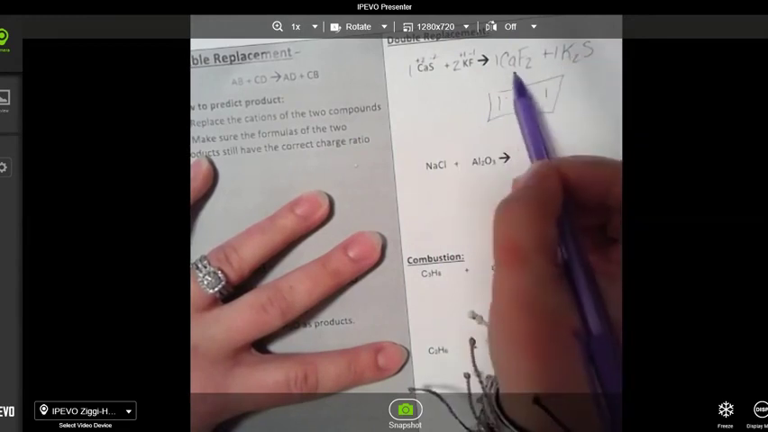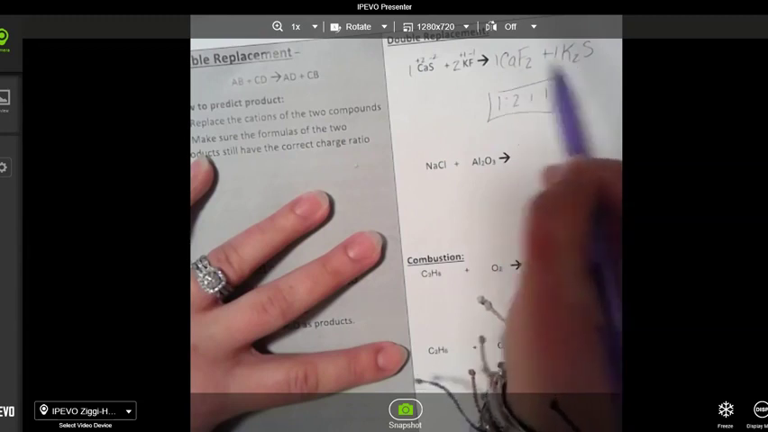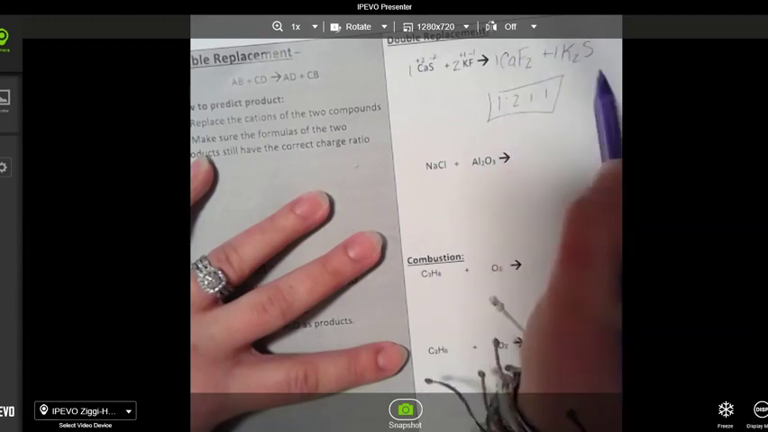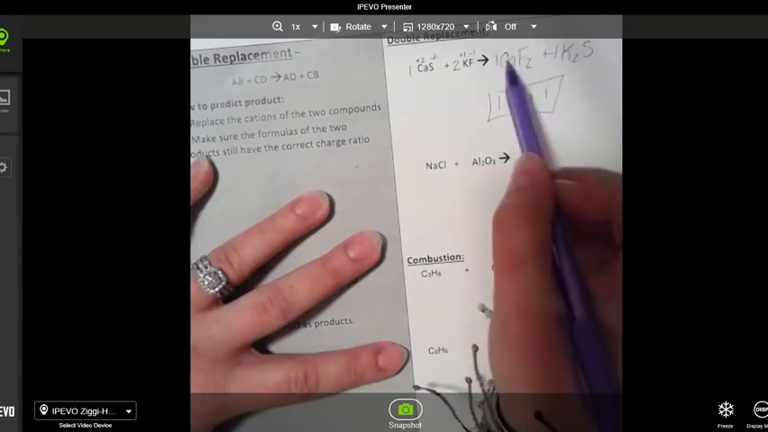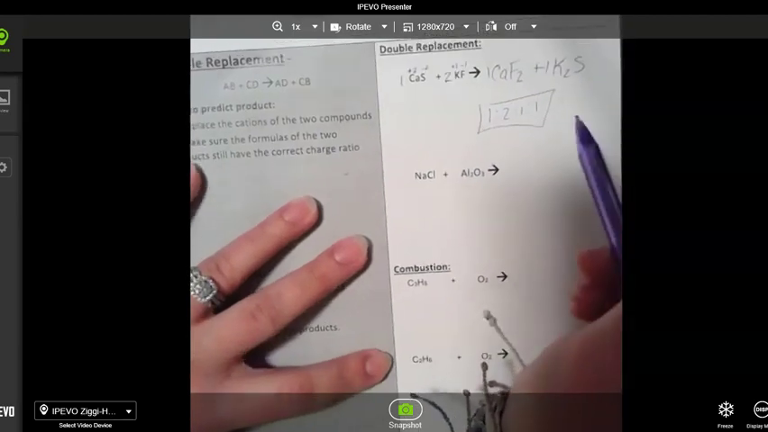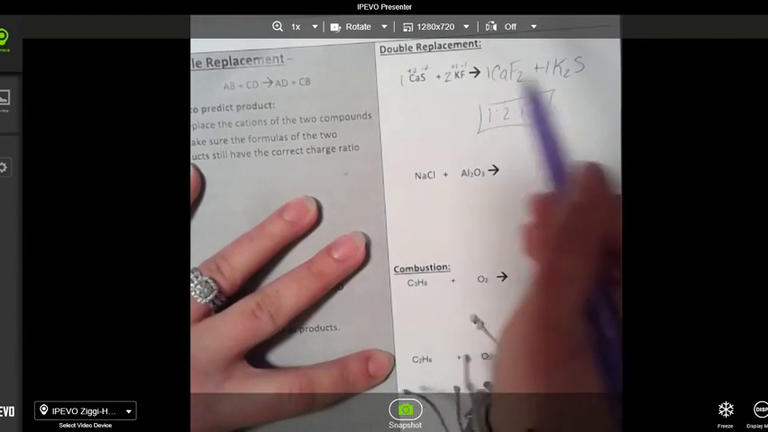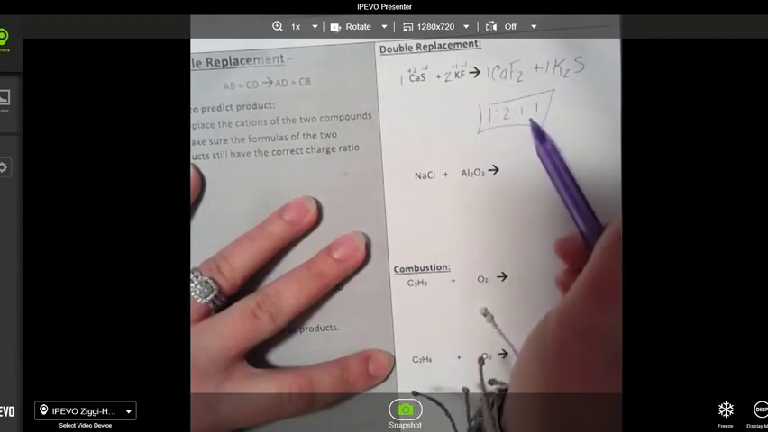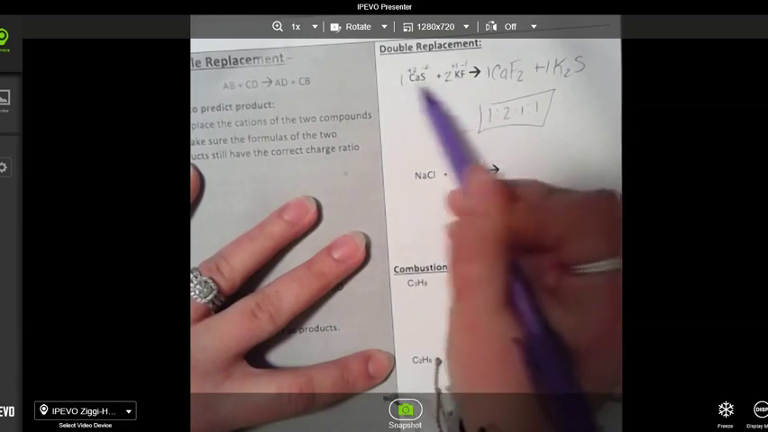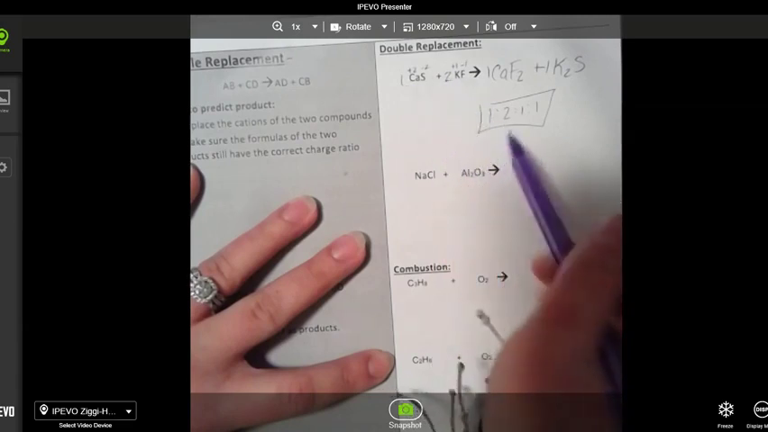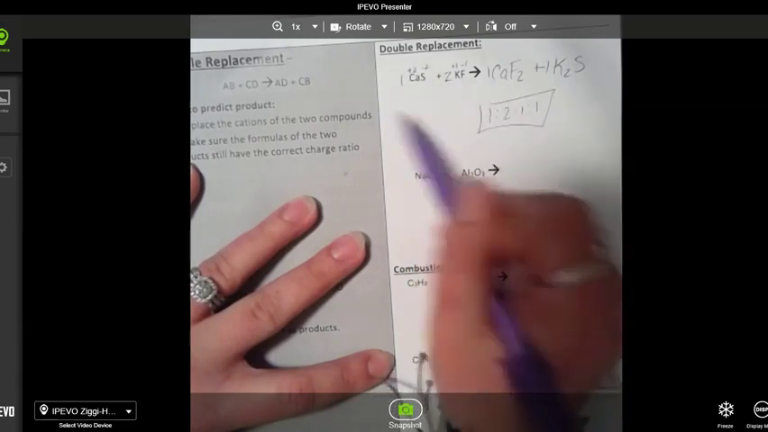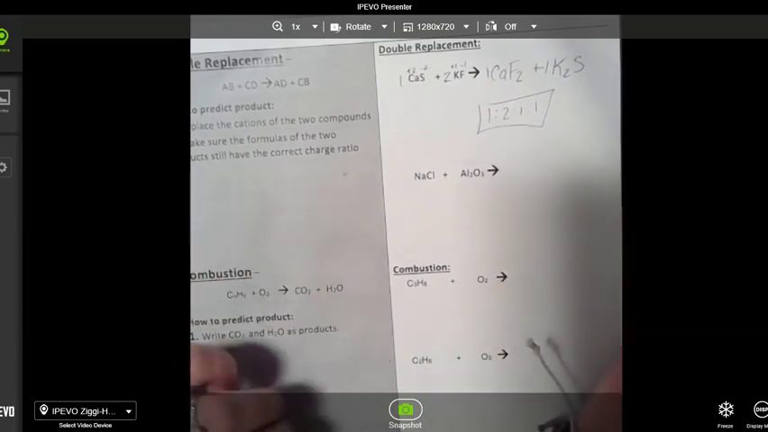Okay. Now, it doesn't matter which product you write first. I could have written K2S here and CaF2 here. It doesn't matter. What will matter is your ratio and the numbers that went here. So since these are both ones, this ratio doesn't matter. But if I was to switch these around, you have to make sure that your ratio matches the order of the reactants and the products that are written.